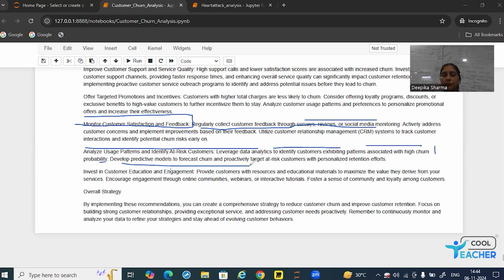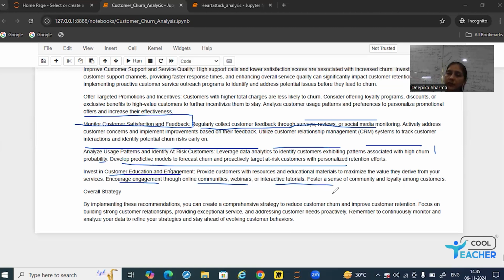We can develop predictive models to forecast churn and proactively target at-risk customers with personalized retention offers here. We can invest in customer education and engagement as well. For that, we can do certain engagement programs through online communities, webinars, and interactive tutorials just to foster a sense of community and loyalty among customers as well. Such types of programs we can do so that we can retain our customers. The customer churn should be reduced here and we can improve customer retention.